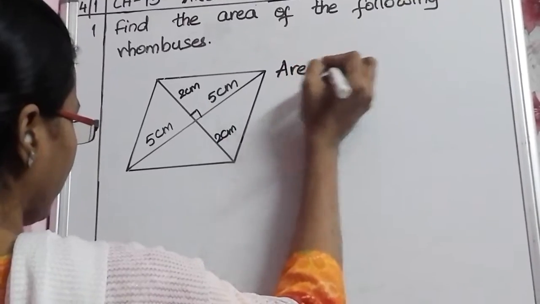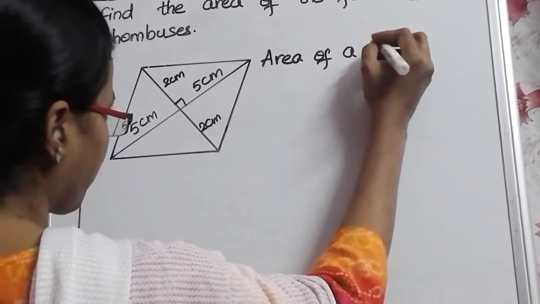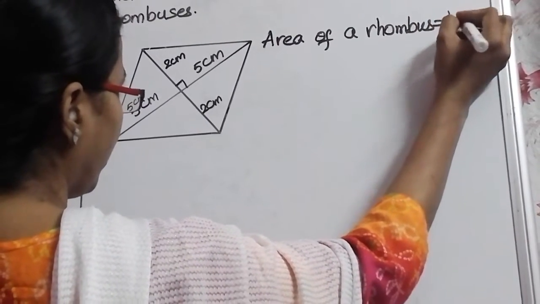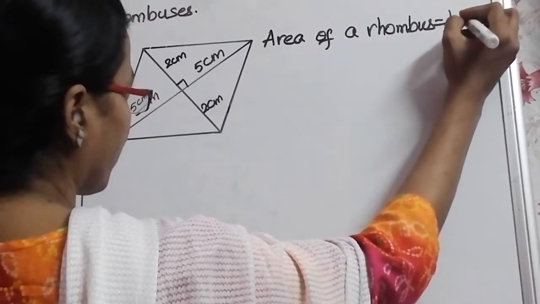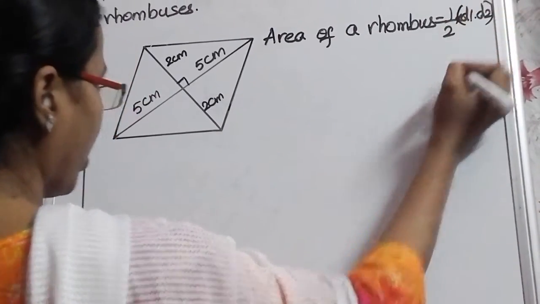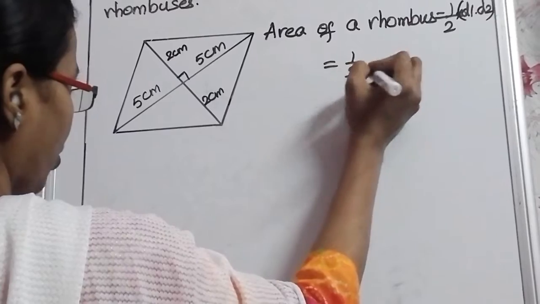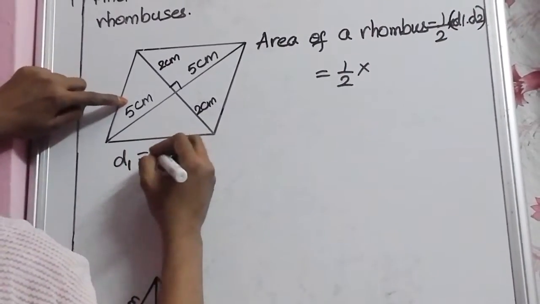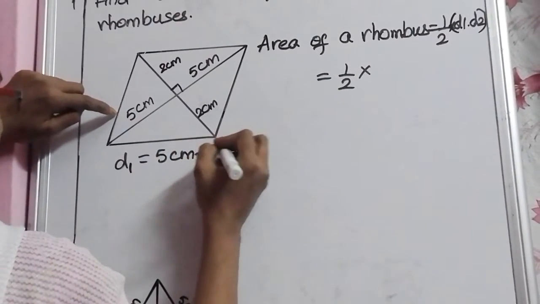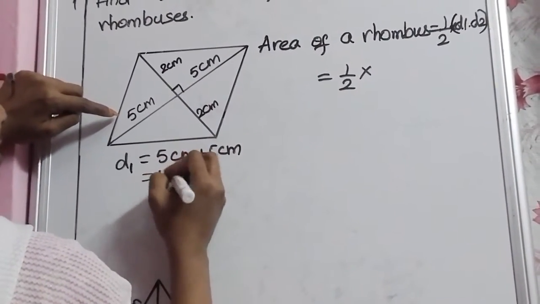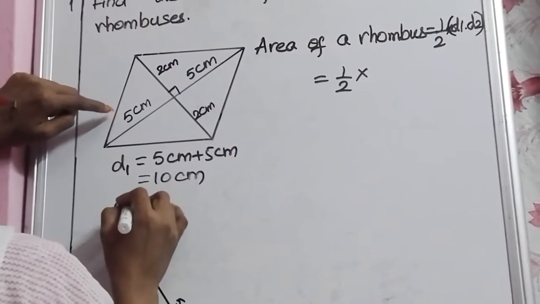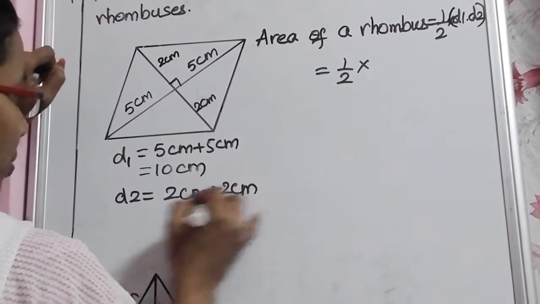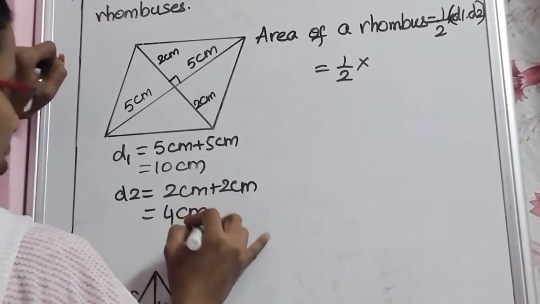Area of a rhombus is equal to half d1 d2. So this is equal to half into d1. What is d1? d1 is equal to 5 centimeters plus 5 centimeters, 5 plus 5 is 10 centimeters. d2 is 2 centimeters plus 2 centimeters, 2 plus 2 is 4 centimeters. So d2 is 4 centimeters.